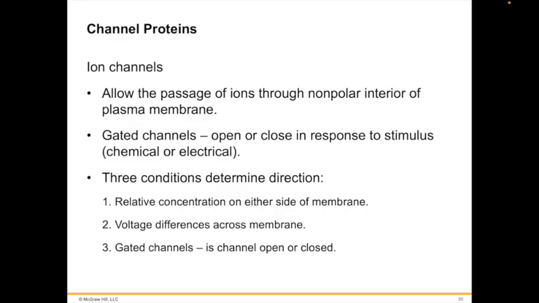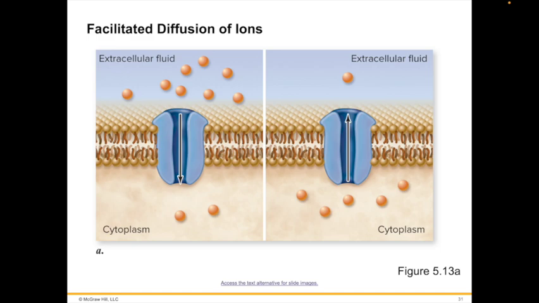Each type of channel is specific for a particular ion, such as calcium, sodium, potassium, or even chloride ions in some cases. Some channels allow more than one cation or anion. So ion channels play an essential role in signaling by the nervous system.